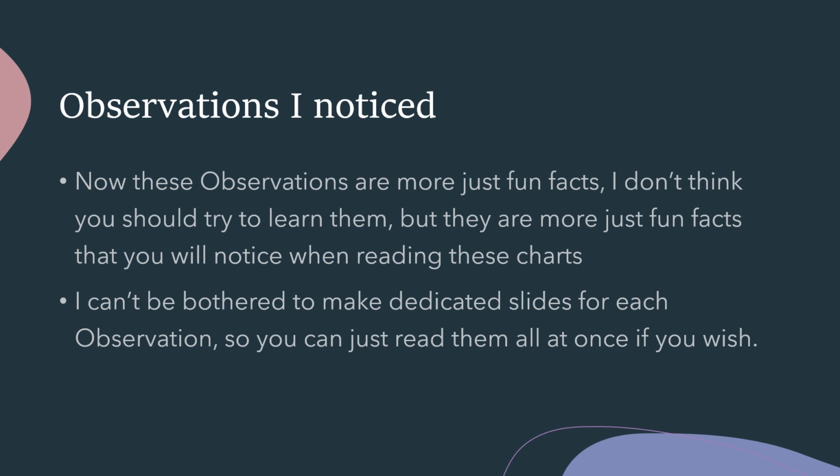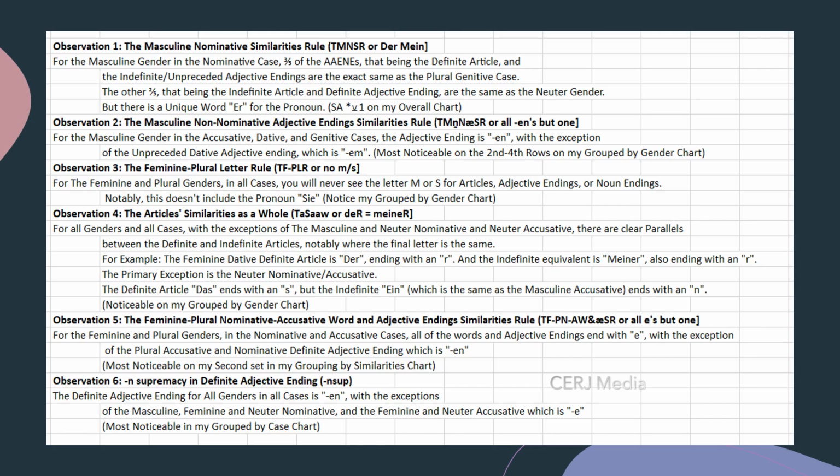They're not really even worth going into much detail, but it's just kind of funny little stuff. And again, this is stuff we've already talked about, so I'm not going to go into it. But for the masculine genitive in the nominative case, 3/5 of the tufts, that being the definite article and the indefinite unpreceded adjective endings, are the exact same as the plural genitive, and the other 2/5.